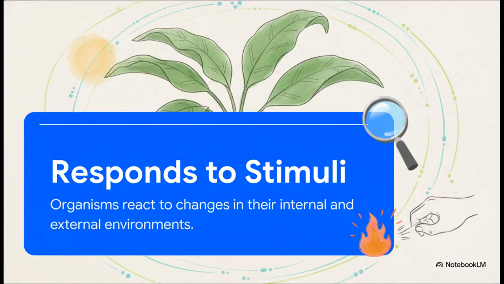Living things are also incredibly aware. They can sense changes happening around them. Scientists call these changes stimuli, and they react. Like a flower turning to face the sun, or you yanking your hand away from a hot pan without even thinking about it. That kind of constant awareness and reaction is a true hallmark of being alive.